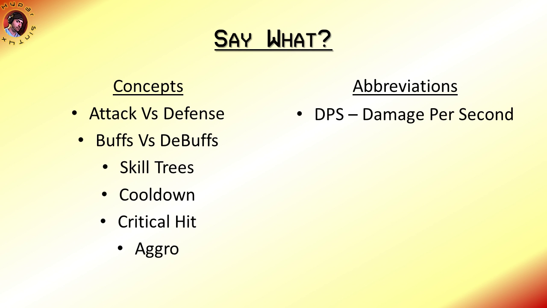The first abbreviation is DPS, which stands for damage per second. This is a value that takes into consideration the overall attack power of your weapon and weighs it against how quickly you can attack with it.